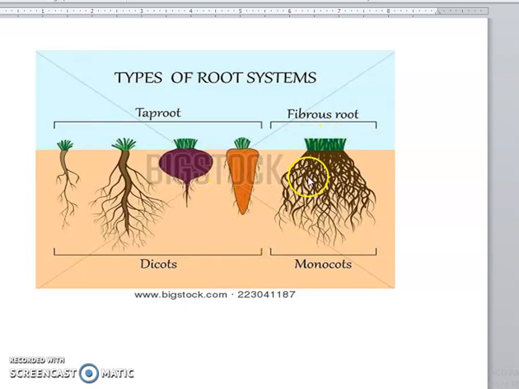While the fibrous roots, obviously, are highly branched. We don't have a main part or main structure. All of them nearly have the same size. In this case, we have the advantage of the ability of this type of plant to absorb a huge amount of water in a very short amount of time. Does it mean that we have only these 2 types of roots? No, but they are the major 2 types of roots.